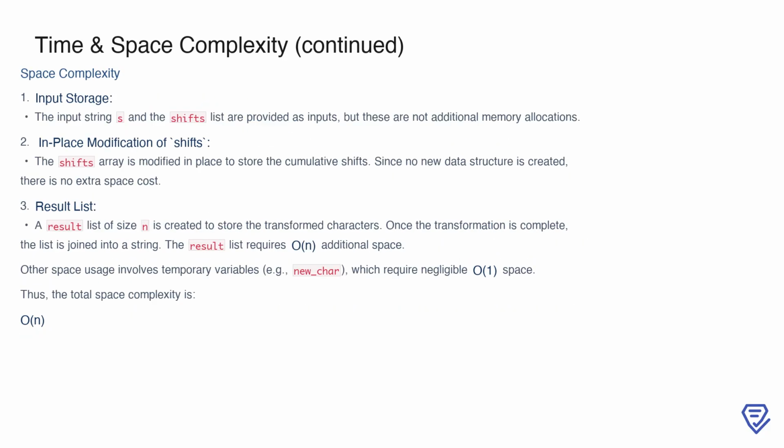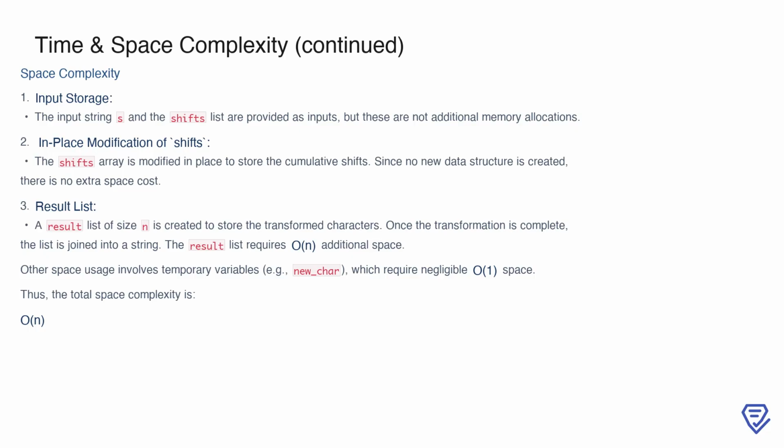Now, let's discuss the space complexity. The solution begins with the input string S and the shifts array, but these are pre-existing inputs and do not require additional memory allocation. Importantly, the cumulative shifts are calculated in place by modifying the shifts array directly. This approach avoids the need for any extra data structure, contributing no additional space cost.